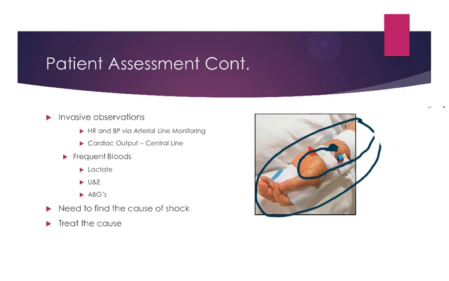And as you can see from this image, here we have a little port, and that's where we can access bloods. So we can take frequent arterial blood gases without stabbing the patient every time. And we'd be able to monitor the lactate, the urinalysis, the creatinine from the arterial blood gas, as well as a number of electrolytes, and the pH as well, obviously.